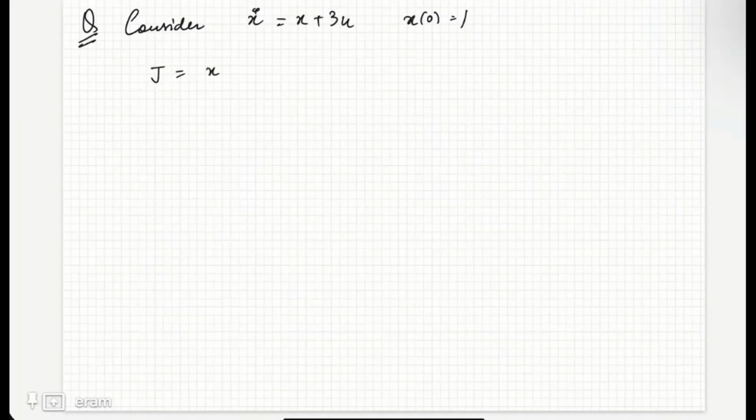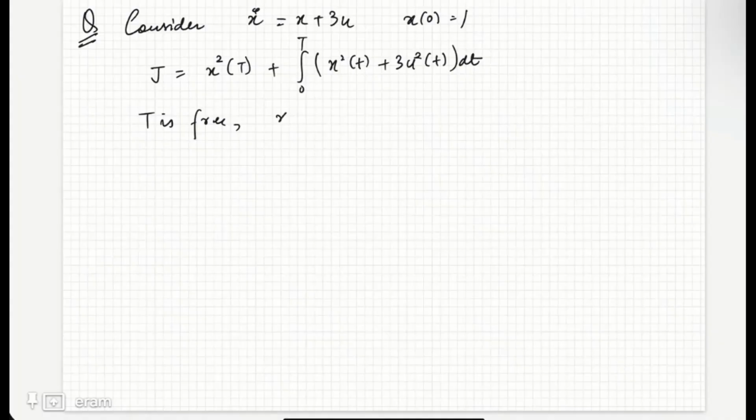All right. So in the next problem, consider the system x dot equals x plus 3u, with x0 as 1. The cost function is x square t, plus the integral from 0 to t of x square t plus 3u square t dt. It is given that the final time is free, but the final state is related to t square, that is, it is equal to t square.